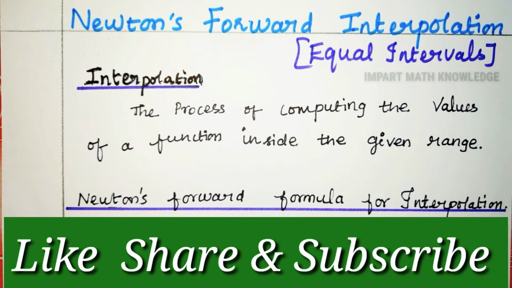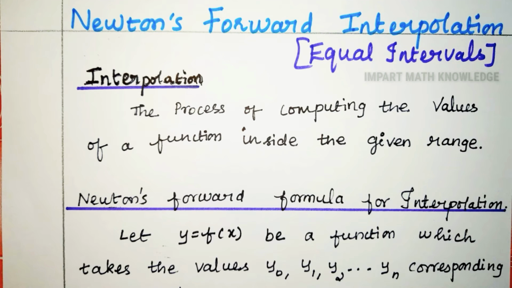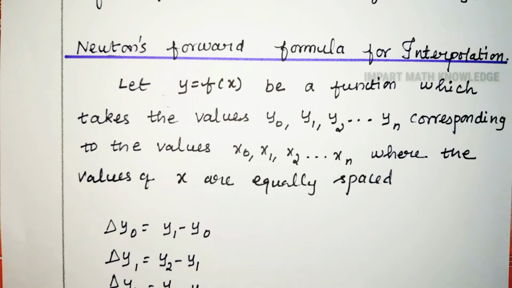In this video, I am going to discuss Newton's forward interpolation. Interpolation is the process of computing the values of a given function inside the given range. Let y is equal to f of x be a function which takes the values y0, y1, y2, etc. yn corresponding to the values x0, x1, x2, etc. xn, where the values of x are equally spaced.